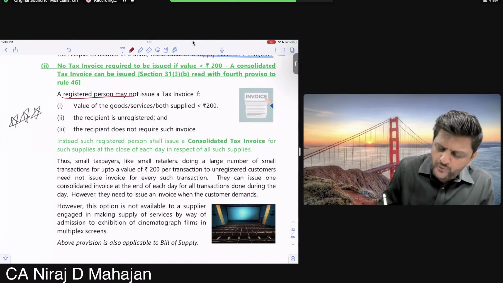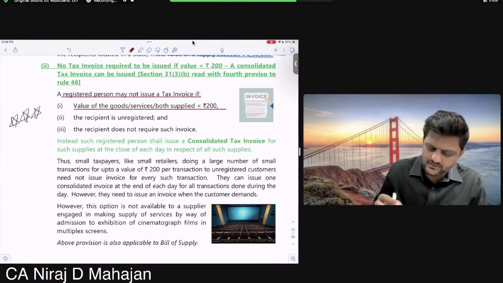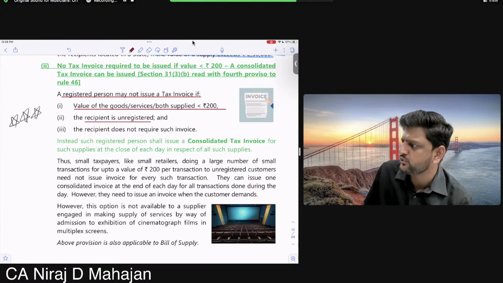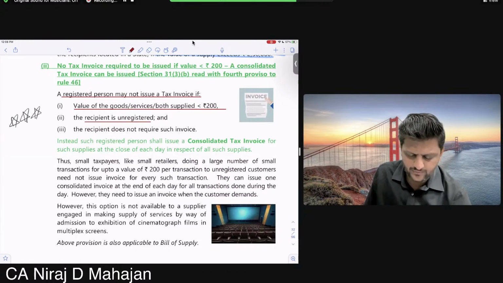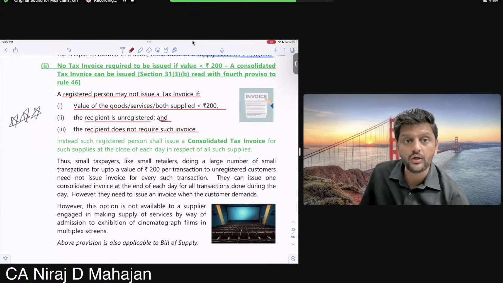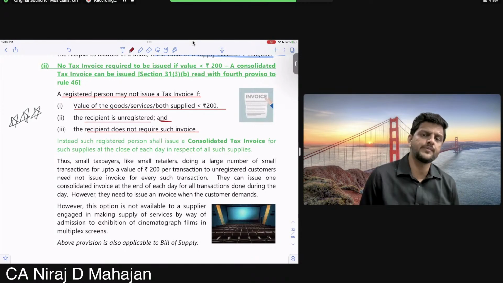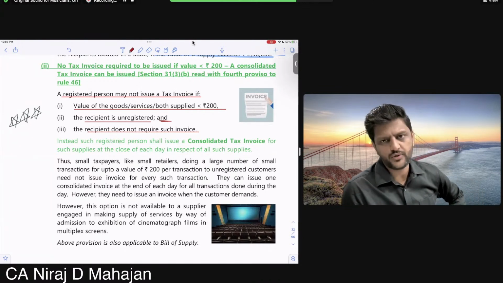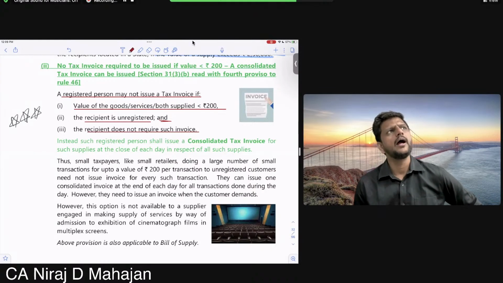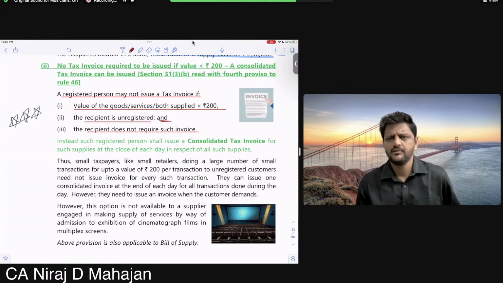A registered person may not issue a tax invoice if the value of goods or services or both is less than 200, if the recipient is unregistered. He is not going to get credit, the recipient. And also the recipient does not require an invoice. All three conditions should be satisfied. Important. Then he is not required to issue a tax invoice. Clear till here? As the recipient is not going to get credit, and if the recipient is also not insisting on having an invoice, then he need not.